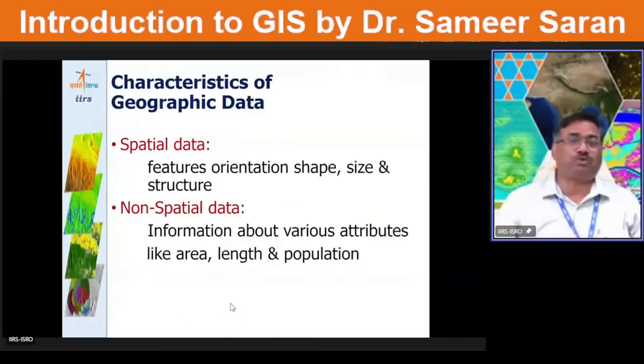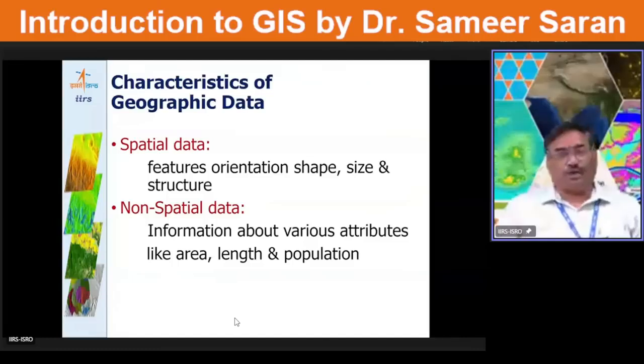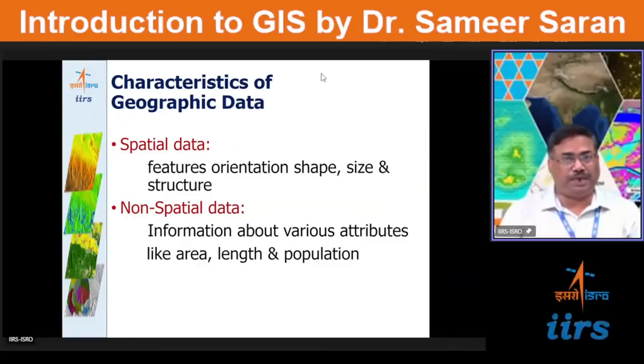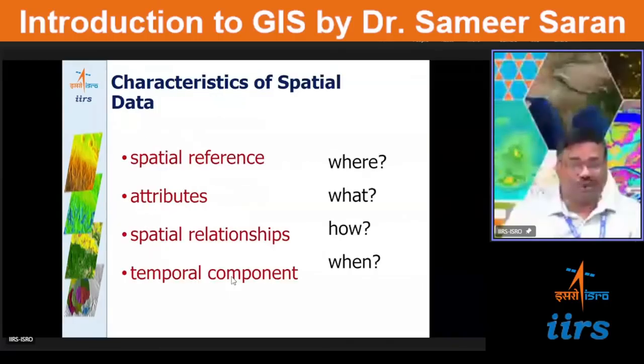So I was referring to GIS data. There are two important characteristics of geographic data. One is the spatial data, because whenever you talk about point, line, and polygon, you always have features, orientation, shape, size, and structure. Any spatial dimension of a given object with its location is the spatial data, and any qualitative attributes or information you provide to the spatial data is the non-spatial data. The combination of spatial and non-spatial data makes up the characteristics of geographic data.